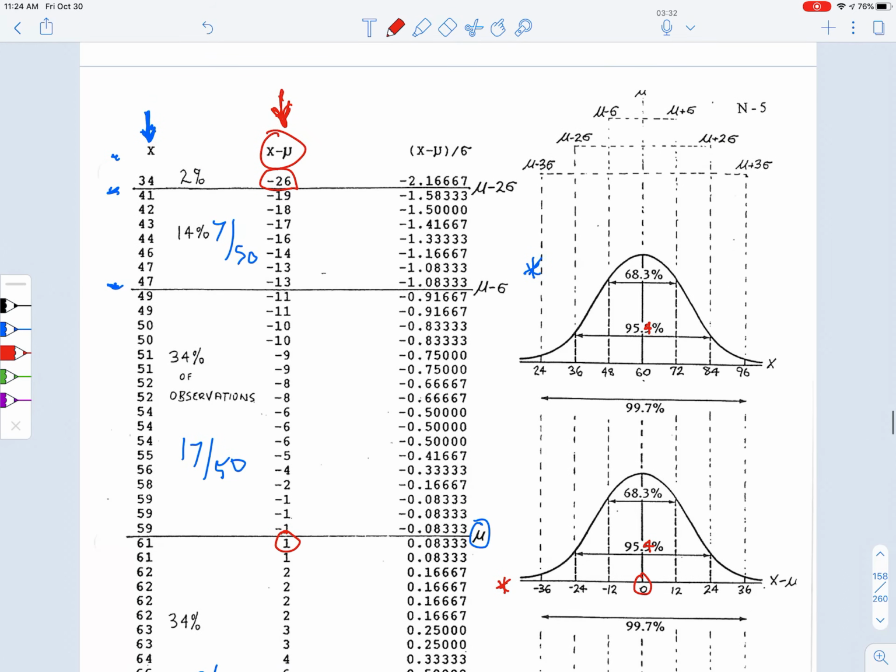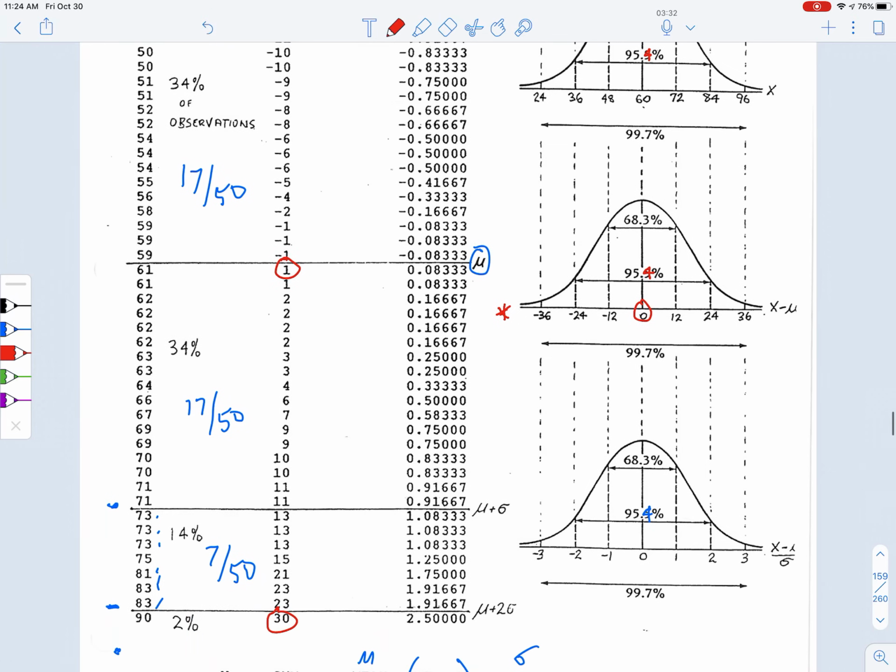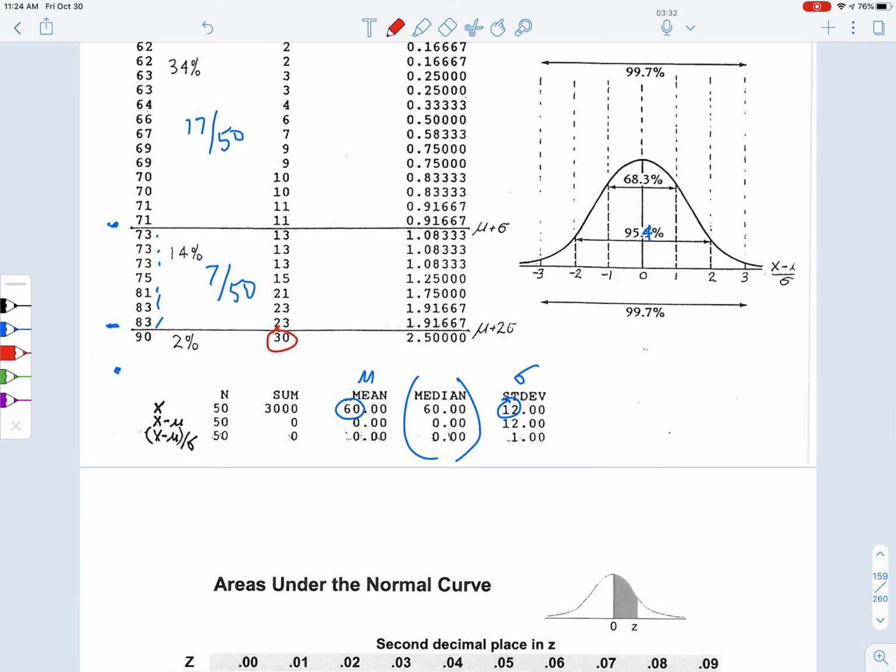What if we took one more step, though, and we divided each of those numbers by 12, which is the sigma, the standard deviation. So minus 26 divided by 12 gives us minus 2.16. That's what we call a Z value. Similarly, down here, let's go to the middle here, 1 divided by 12. 1/12 is 0.0833.